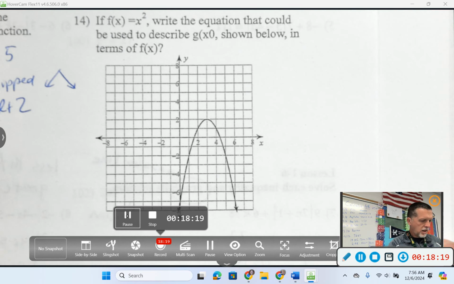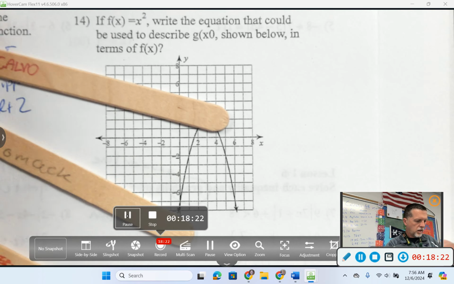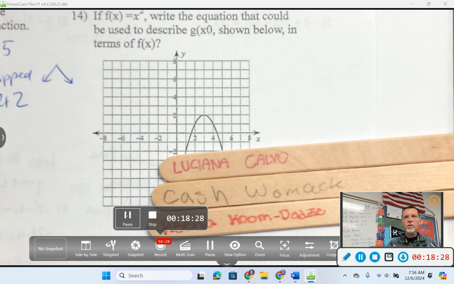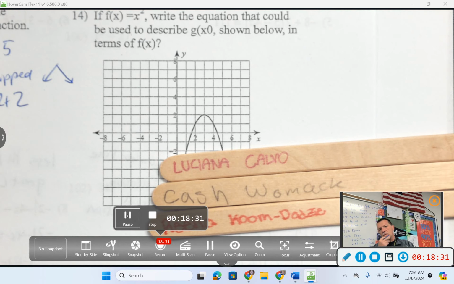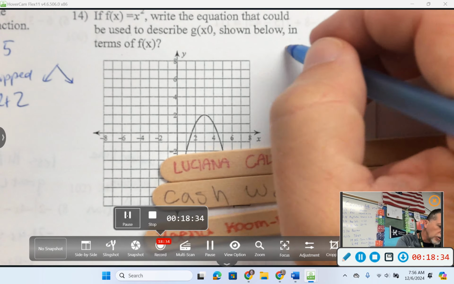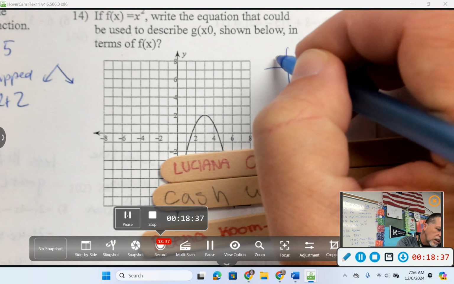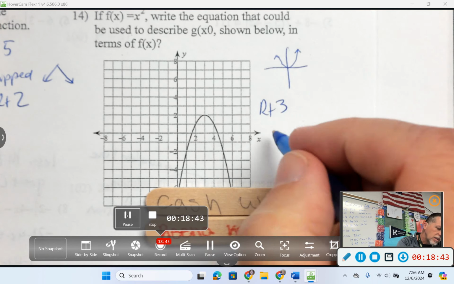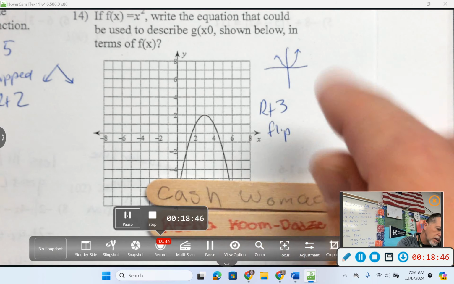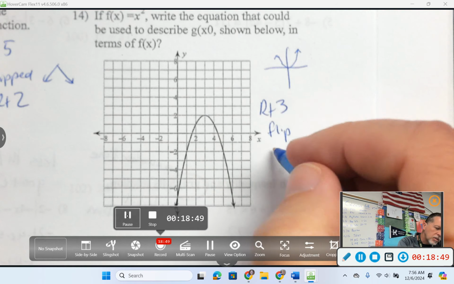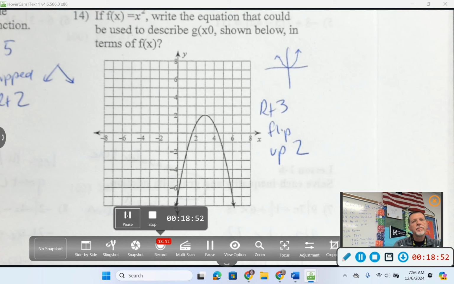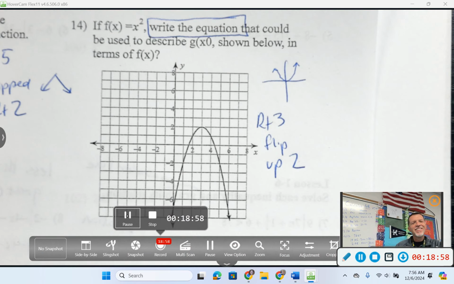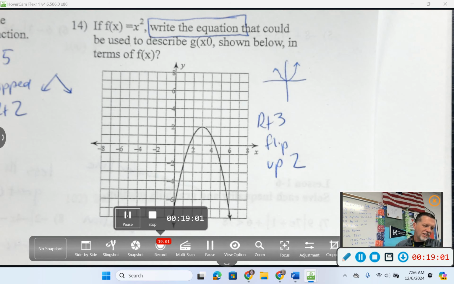Last one. So kind of a backwards problem. So I think I see 3 transformations to this one. Luciana, how about what's one of the things that's happened to our original parabola here? Right 3. Cash, what else has happened? It's flipped. And Rena, what else? Up 2. We don't have to put that in the equation. Yeah, it says write the equation that could be used to describe g of x shown below.